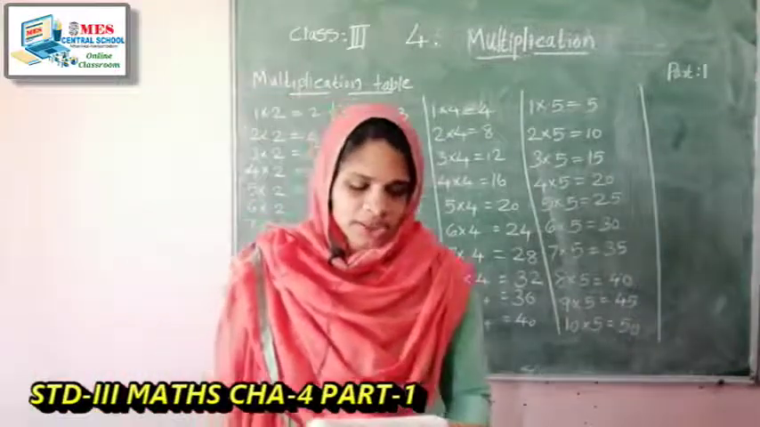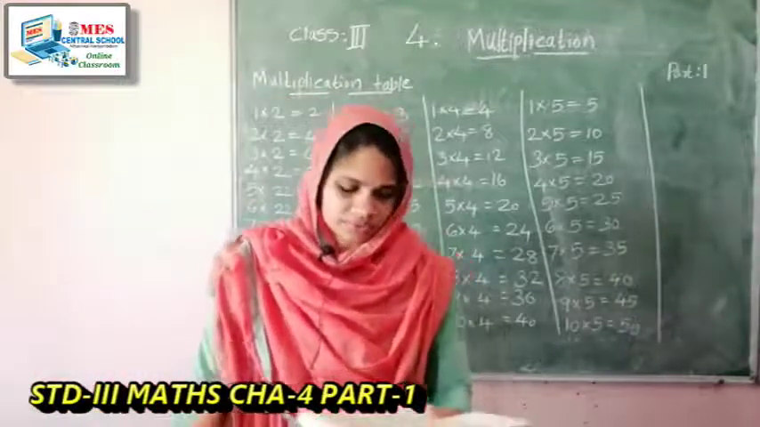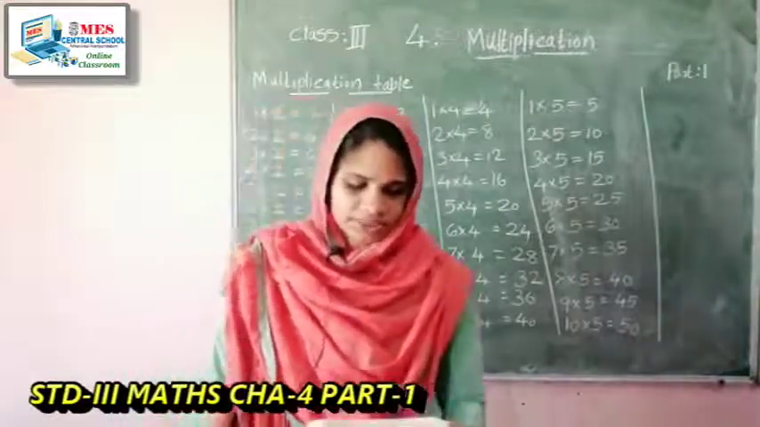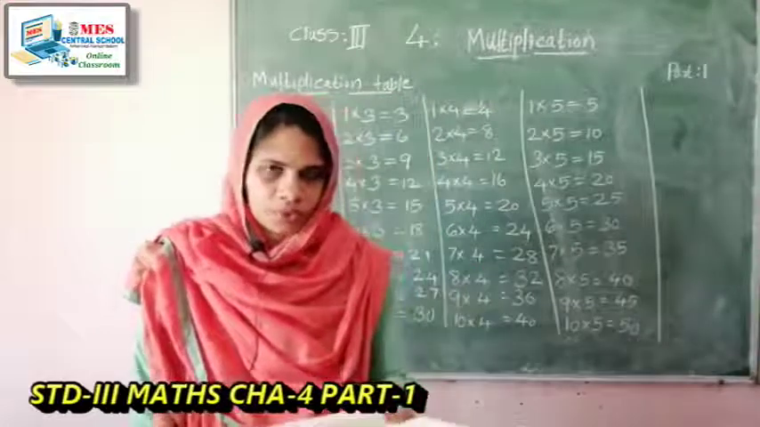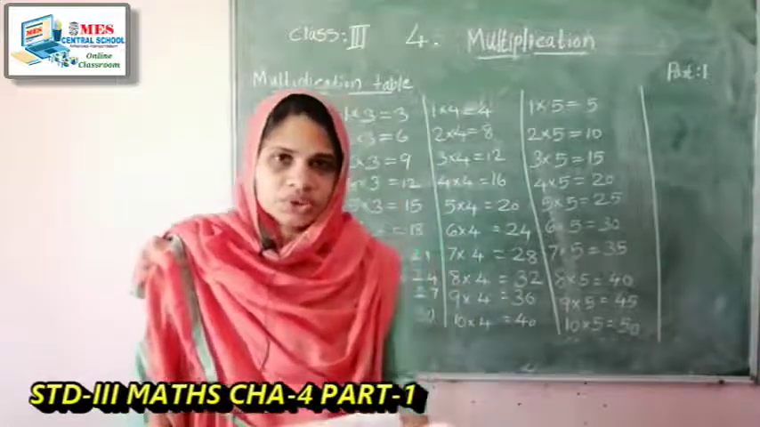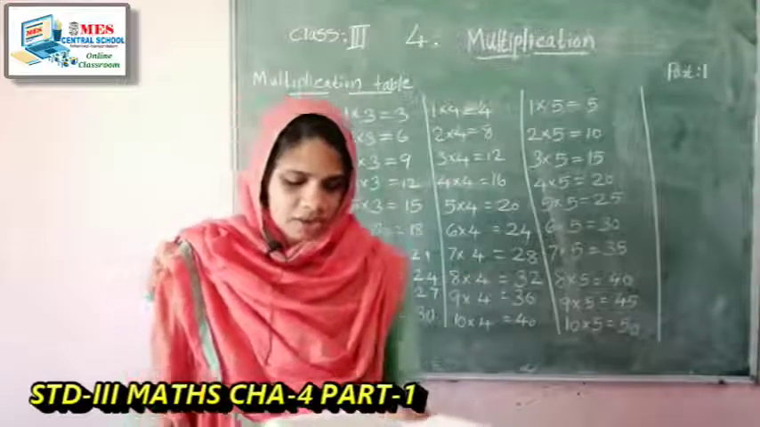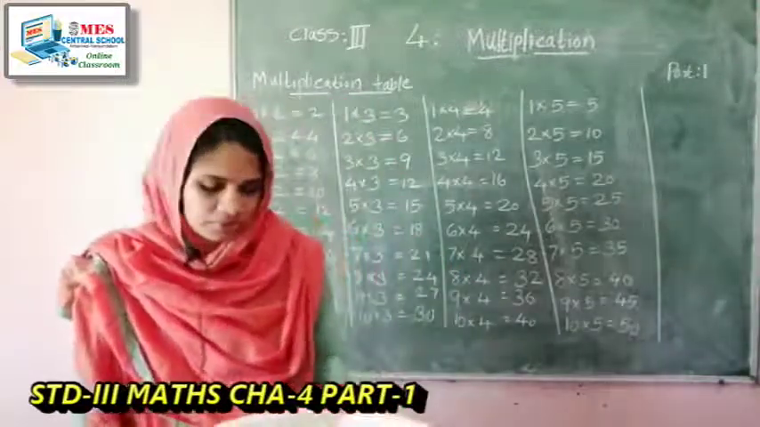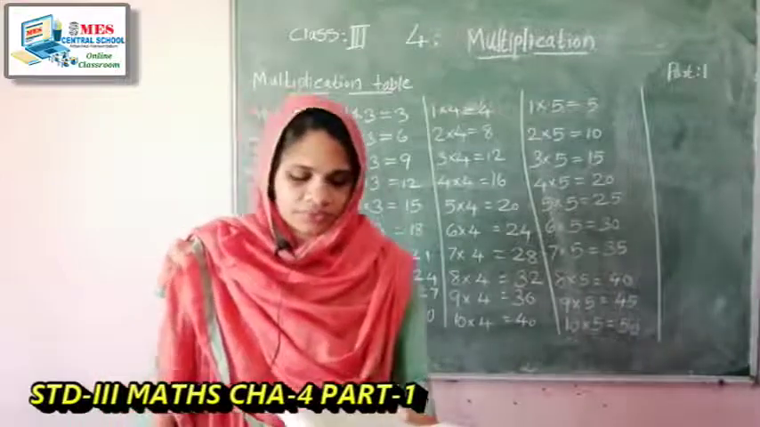Fifth one, dash into 7 is equal to 7. 1 into 7 is equal to 7. 3 into 0, answer is 0. 7 into 6 is equal to 6 into 7. Dash into 25 equal to 0. 0 into 25 is equal to 0.